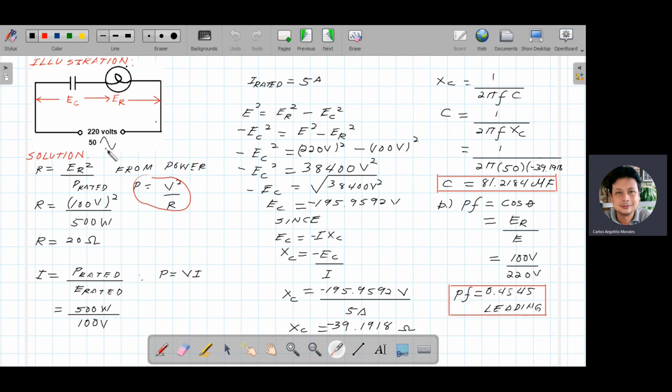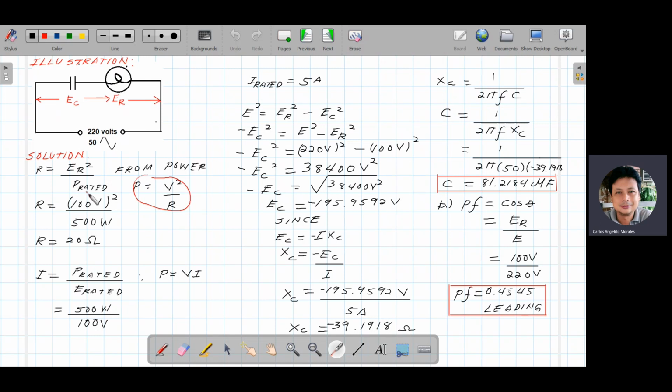It is a 220 volt source. So R is E_R squared over the power rated. The bulb here is resistive, the light. Its voltage drop gives the power, so that you can solve for the power. So, let's get the resistance of the bulb first. To get the resistance of the bulb, it is E_R squared over the power rated.